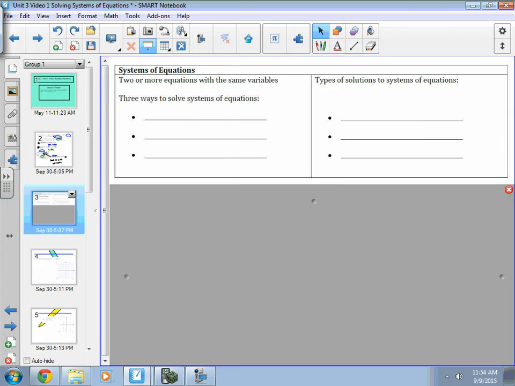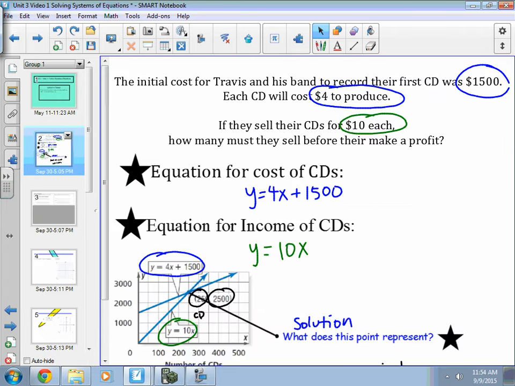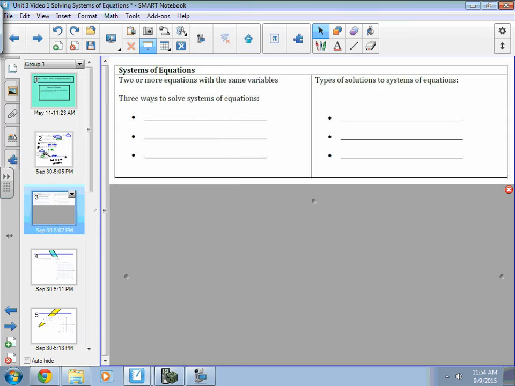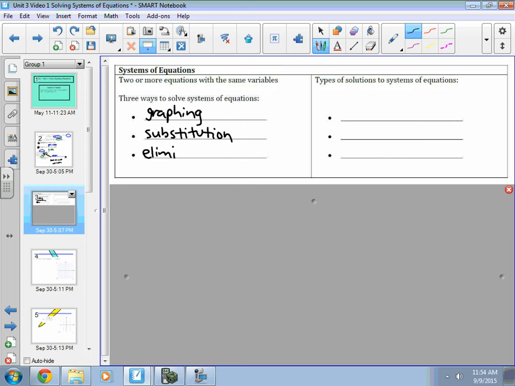Okay, so systems of equations, like you saw in the last problem, we had two equations, two lines. We want to find out when they're the same. There's three ways to solve these types of systems of equations. One, like you just saw, would be to use graphing. Graph it out. Another way is a method called substitution that we'll look at. And a third way that you're probably a little bit familiar with is called elimination. We'll look at which way is best depending on the problem.